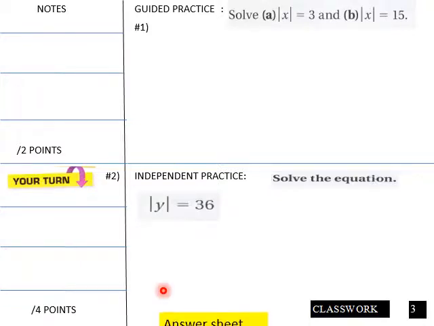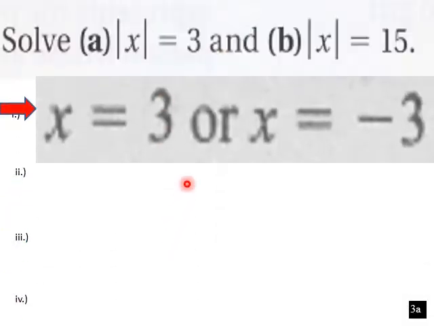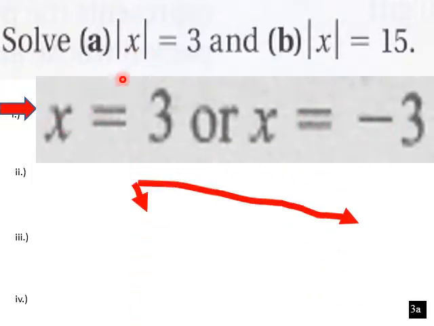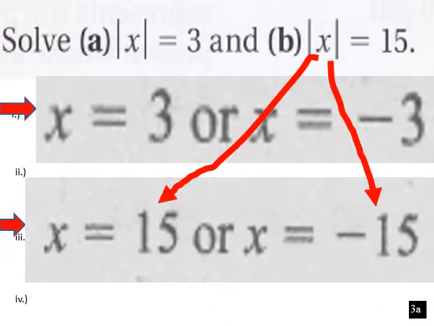Okay, our first guided practice here. Solve |x| = 3 and |x| = 15. Students, this is your independent practice here. Okay, our independent practice. Solve it, x equals 3 or x equals -3 for A. And then for B, it would be 15 or -15 for the absolute value of x equals 15.